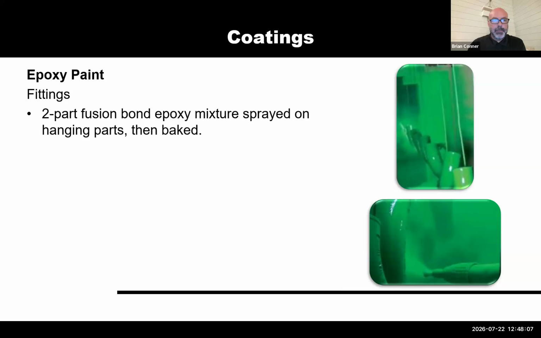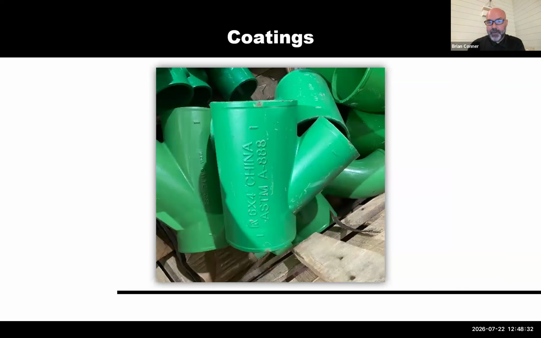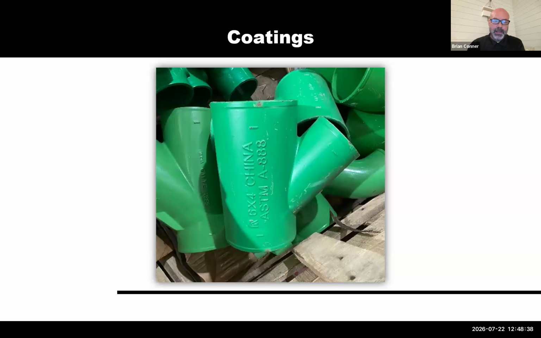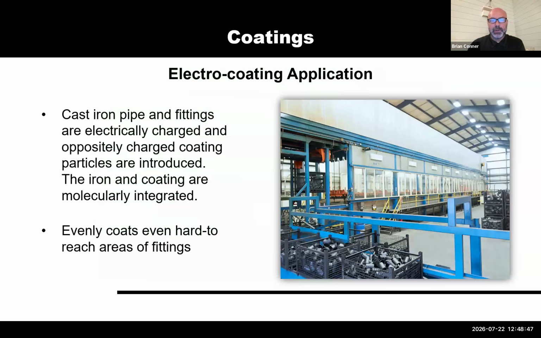Now, for these epoxies, the fitting is a two-part fusion bond epoxy mixture that's sprayed on hanging parts and then baked. And then the pipe is sprayed on and air dried. Some of the epoxy paints, particularly from those offshore, are very high in VOCs, which is a bit of an issue. So I would ask for MSDS sheets from the supplier just so you can evaluate those for VOCs and VOHAPs. For one importer in particular, they're making the fittings in China, the pipe in Germany, sometimes in India, and I'd just be on the lookout for that.